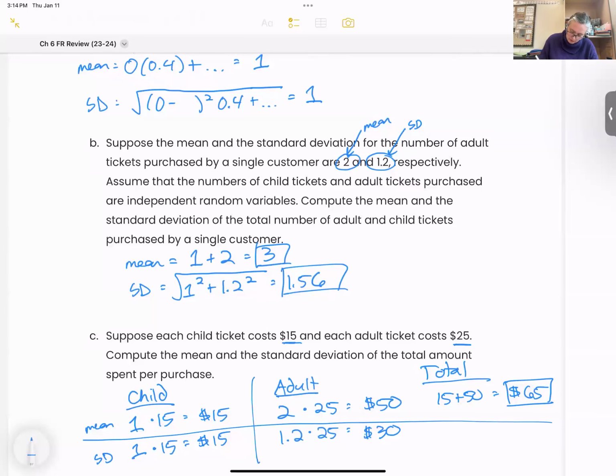I guess I kind of made a chart here. And then for standard deviation, you cannot add them directly, but you have to square them and add those variances and then square root that. Square root of 15 squared plus 30 squared is $33.54. All right, that's that problem.